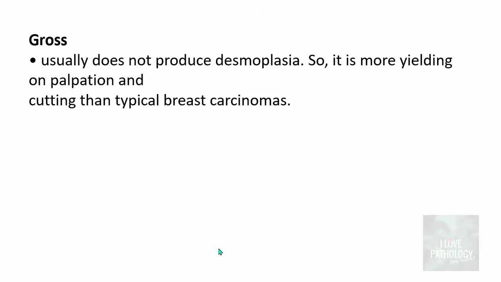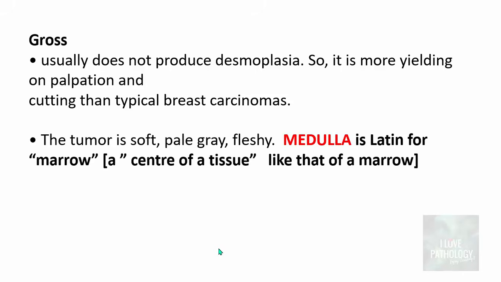Now it does not produce desmoplasia, so that's why it's more yielding on palpation, even on cut section, than typical breast carcinomas. The tumor is very soft, pale grey and fleshy, and that's why it was earlier called medullary carcinoma. Medulla means the center of a tissue. It's a Latin word for marrow.